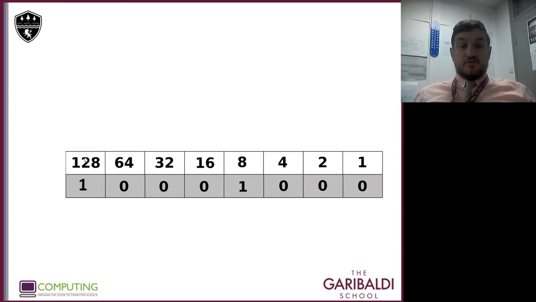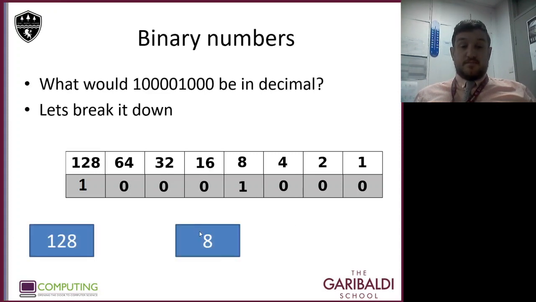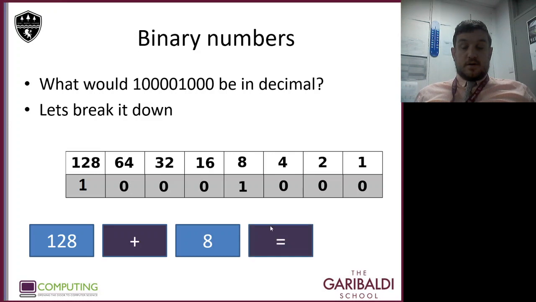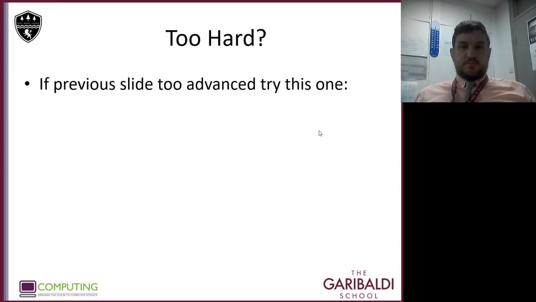to do is add 128, because there's a 1 in the column, and 8, because there's a 1 in the column. We can ignore all the ones where there's a 0. So we get 128, add 8, because they're the only ones where the 1 appears, and that would give us an answer of 136.